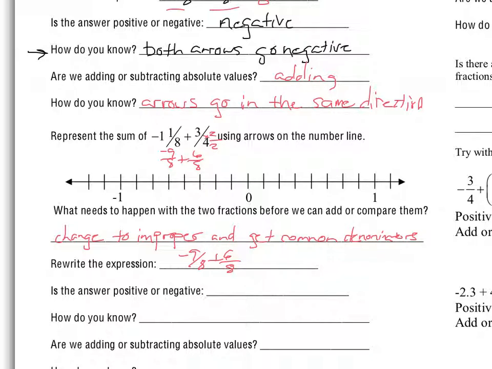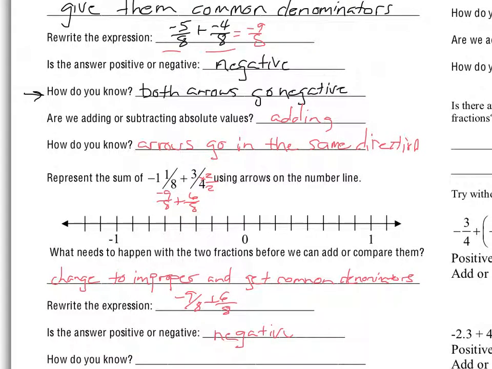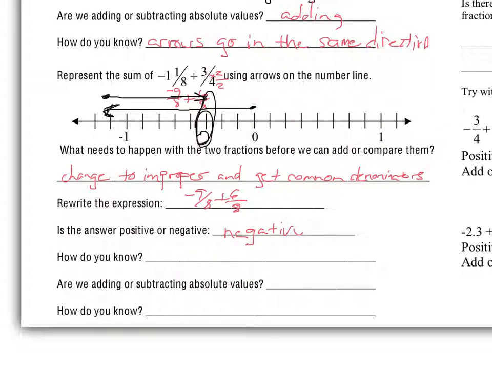Is my answer going to be positive or negative? This is definitely going to be negative, so we have opposite signs here. When we're thinking about the arrow diagram, I'm going to draw it now. Negative 9/8: 1, 2, 3, 4, 5, 6, 7, 8, 9/8. That's greater than negative 1, or has more absolute value than negative 1. And plus 6/8, so back 1, 2, 3, 4, 5, 6/8. And we should see that that leaves me here at negative 3/8.